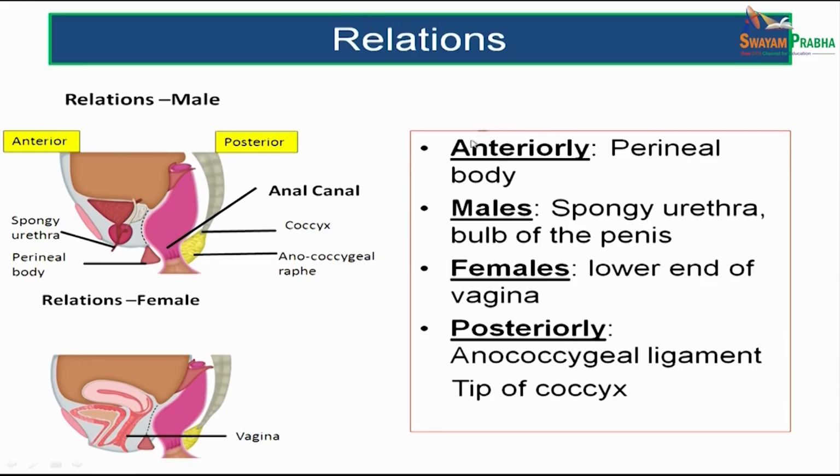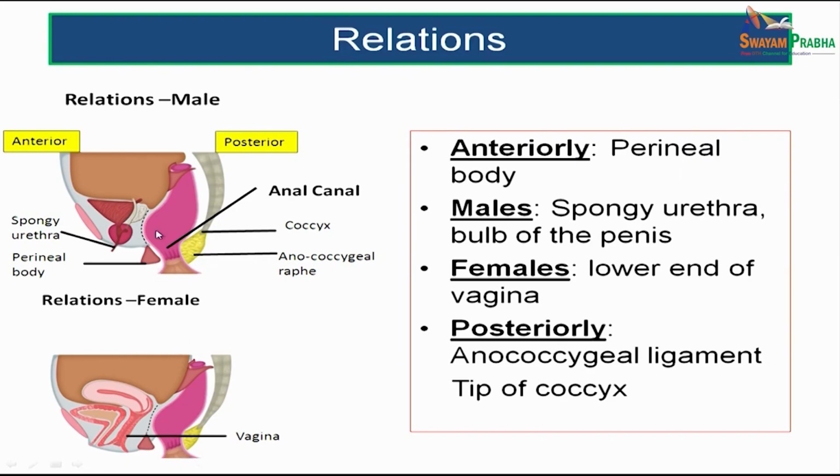Coming to the relations, you can observe the sagittal section of male pelvis and female pelvis. You can see from this picture that in male pelvis the bladder is in front close to the pubic symphysis, and behind is the rectum and the anal canal, and the posterior most structure is the sacrum and the coccyx. In case of female pelvis sagittal section, you can see the pubic symphysis, urinary bladder, posterior to it is the uterus and the vagina, and then posterior most structure will be your rectum, which continues as the anal canal.